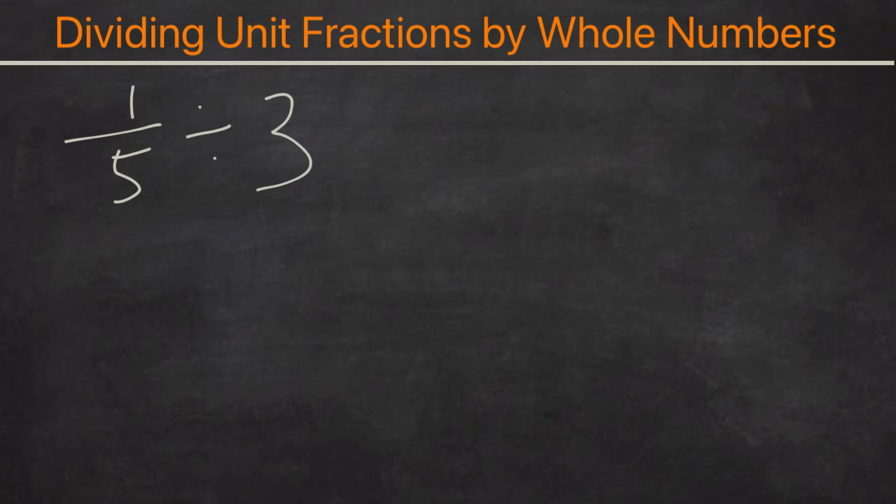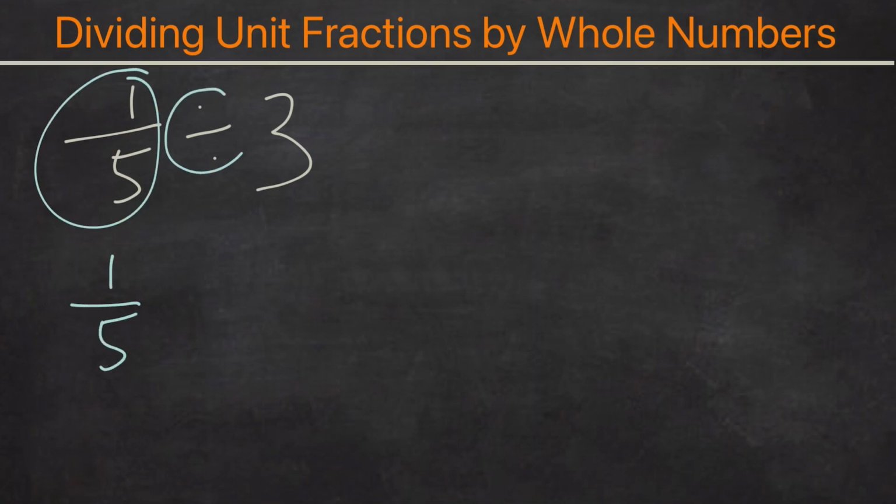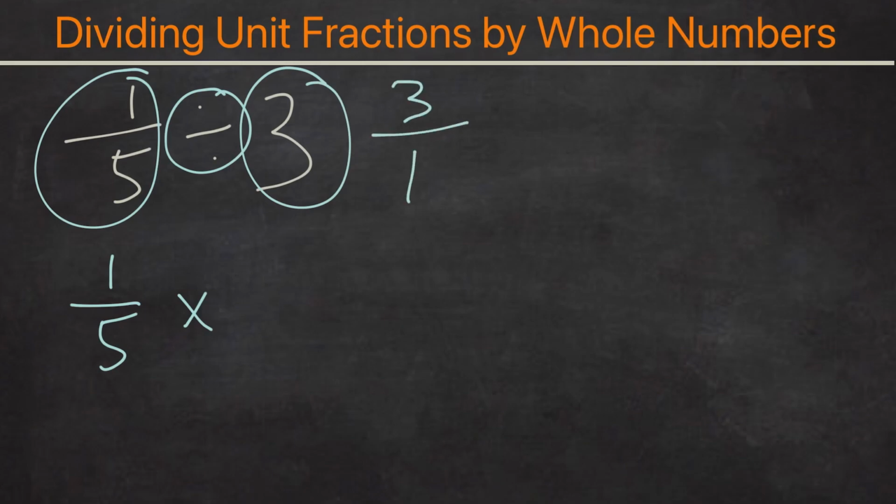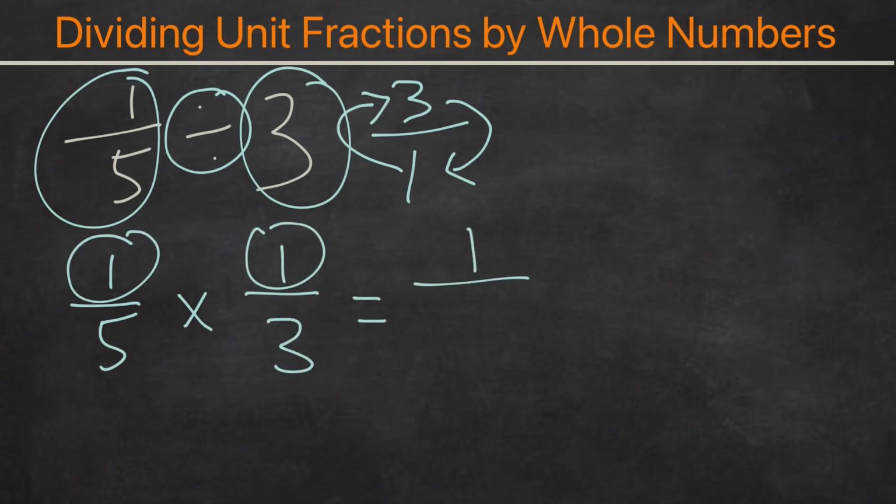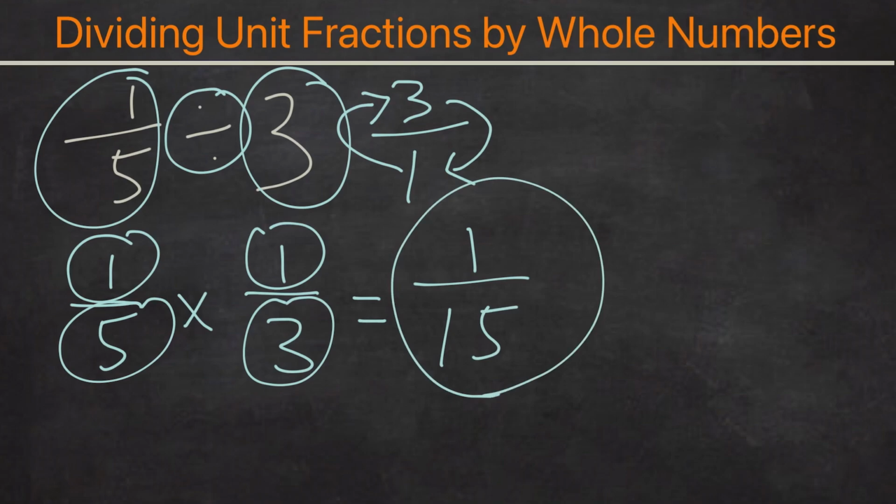Hopefully, you've used the method of keep, switch, and flip and kept 1/5, switch division to multiplication, and converted 3, which is 3/1, and that becomes 1/3. Then you cross multiply and got the answer 1/15. If you got 1/15, then you've mastered this lesson.